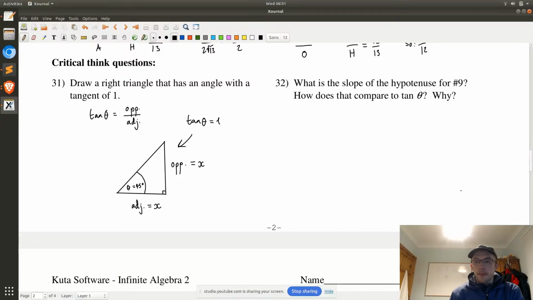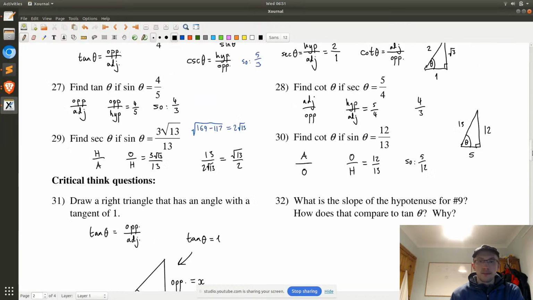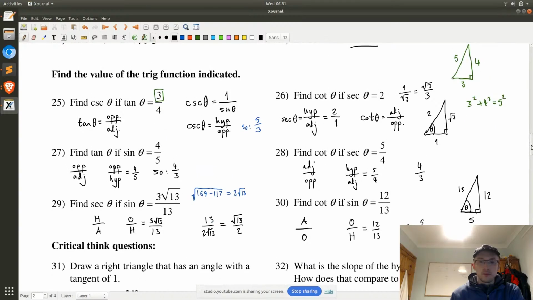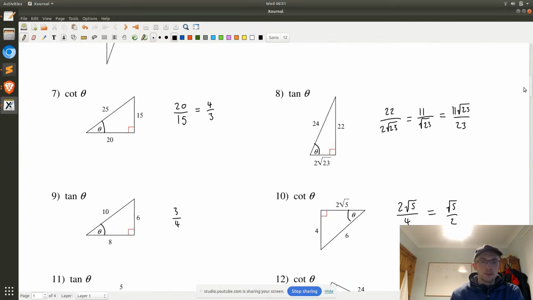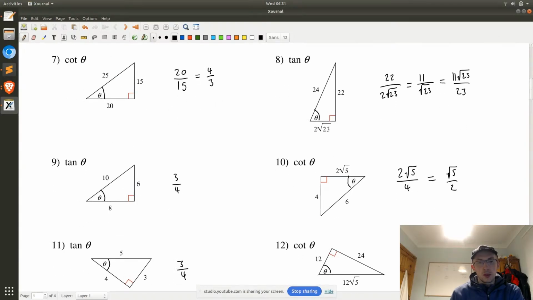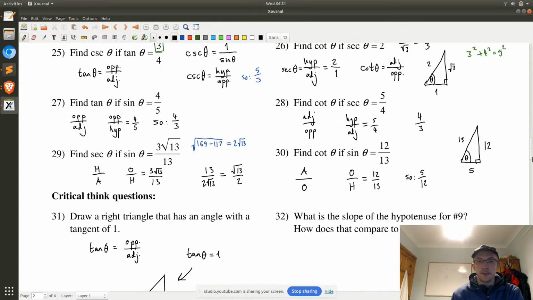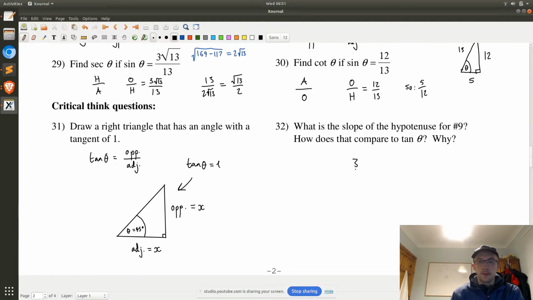In problem 32, what is the slope of the hypotenuse for number 9? The slope of the hypotenuse for number 9. Okay, for number 9, the slope of the hypotenuse, we use rise over run. So the slope of the hypotenuse would be 3 over 4. And in comparison to the tan of theta, it's equal.